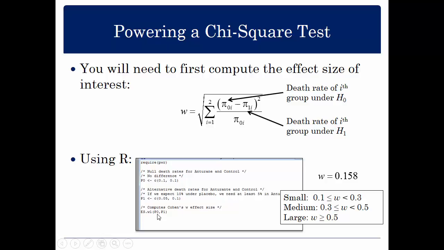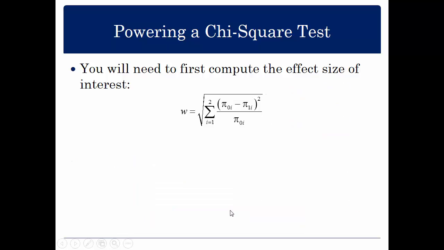ES.W1 will compute that W for our two sets of probabilities, our alternative hypothesis probabilities and our null hypothesis probabilities. Again, I don't like the usual conventions of classifying effects as small, medium, or large. I think that a small effect in some contexts could be very meaningful, and in other contexts it could be not meaningful. So it's up to you to determine what the appropriate effect size is if you're working directly from these effect size metrics rather than actually specifying what P1 and P2 should be.